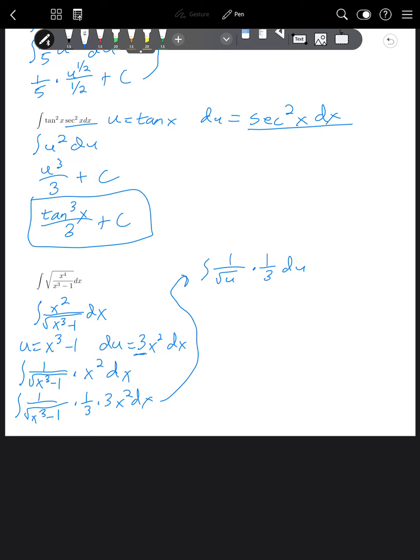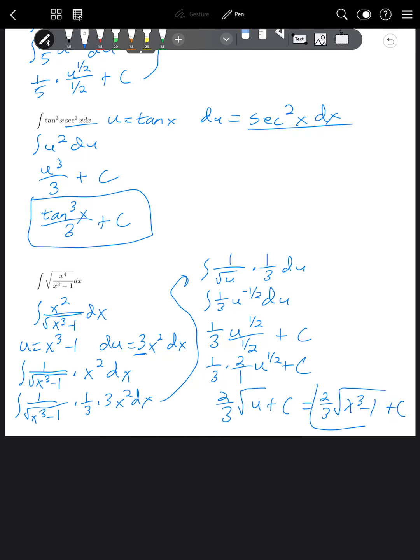We did it at the top, but I'll go ahead and write it out. So this will be 1/3 times u to the negative 1/2 du, and to do the antiderivative, we just add 1 to the exponent. So this would be u to the 3/2 over 3/2 plus c, and so this is 1/3 times 2/3 u to 3, sorry, it's not 3/2. If I add 1 to the exponent, it's 1/2 over the 1/2, so 2 over 1 plus c. So this would be 2/3 times the square root of u plus c, and then when I substitute u back in, it's 2/3 times the square root of x cubed minus 1 plus c is the final answer.